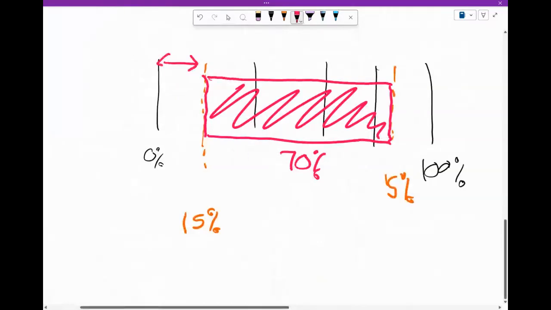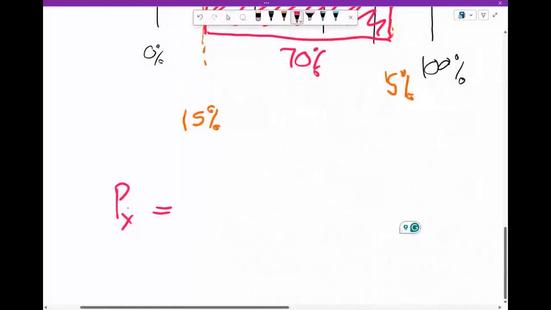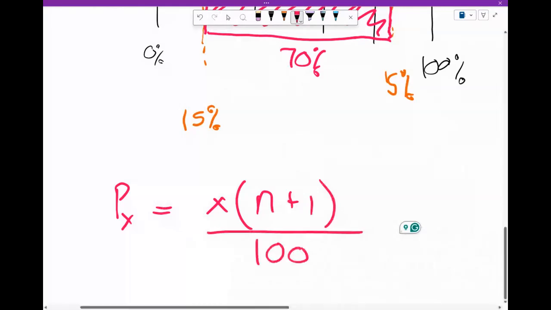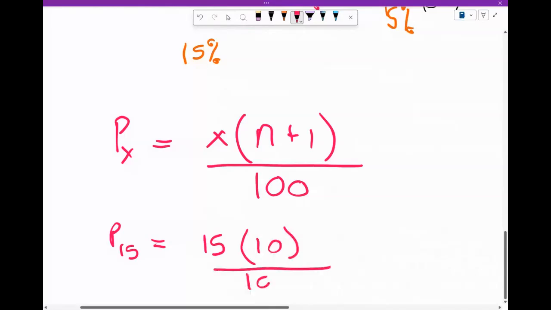From here to here is what? 15. Okay, so remember our formula. What was our formula? Px is equal to x times (n plus 1) divided by 100. So if we want the 15th percentile, we say P15 is equal to 15 times, n is what? 9 plus 1 gives you 10, divided by 100.